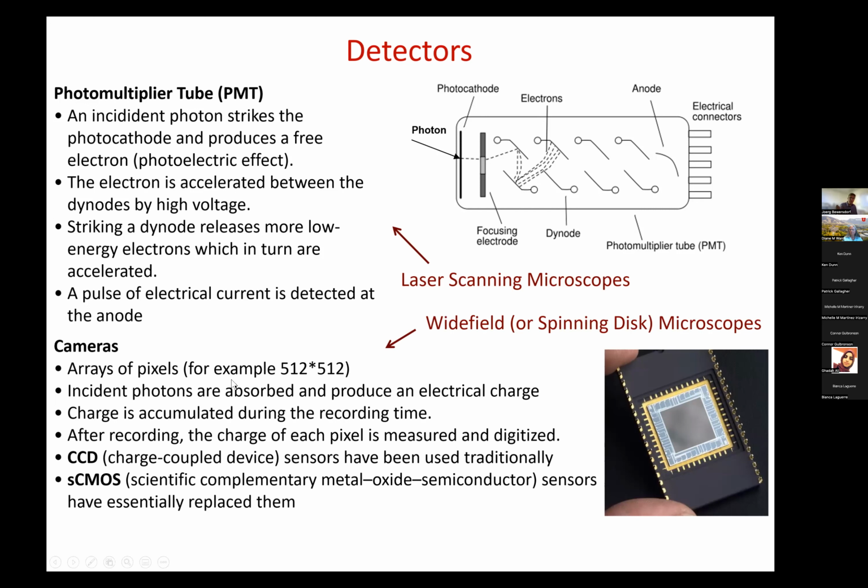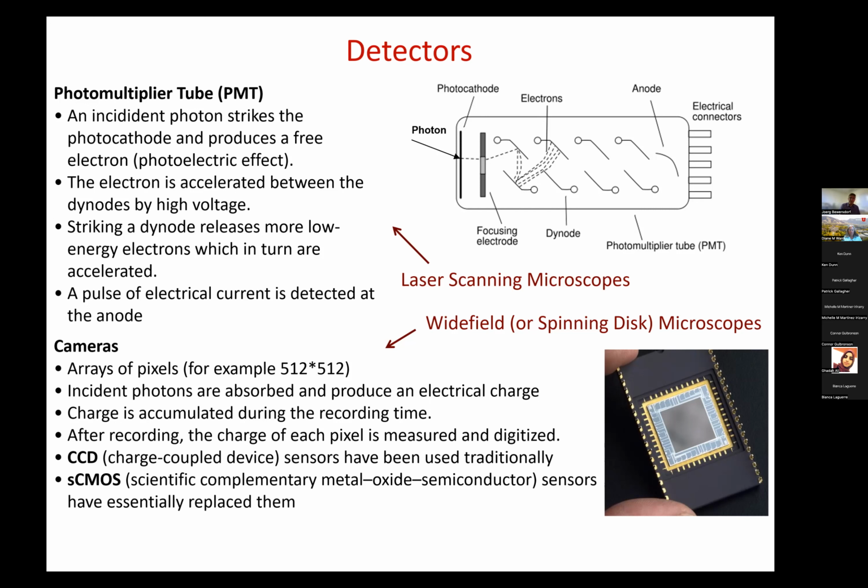And here the photons that hit each pixel are absorbed and produce an electrical charge. That charge is then accumulated over the acquisition time of that camera. So let's say 50 milliseconds or a second. And then the charge that has been accumulated in each pixel is read out and again translated into a digital signal that is displayed on the computer screen as your image.